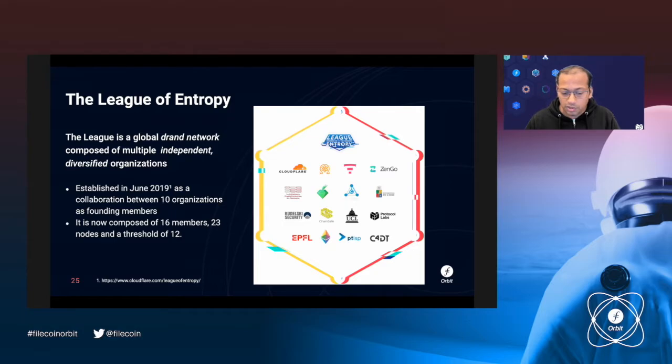The League of Entropy is a global DRAND network composed of multiple independent, diversified, like-minded, savvy organizations who came together in June 2019 to form the network. What I was talking about in threshold cryptography is the minimum set of independent parties that need to agree to create threshold T signatures. We started with 10, but today we have 16 members, and we are in the process of onboarding more. And we have 23 DRAND nodes, the actual sources of randomness, which means we only need a threshold of 12 to agree upon the final signatures.